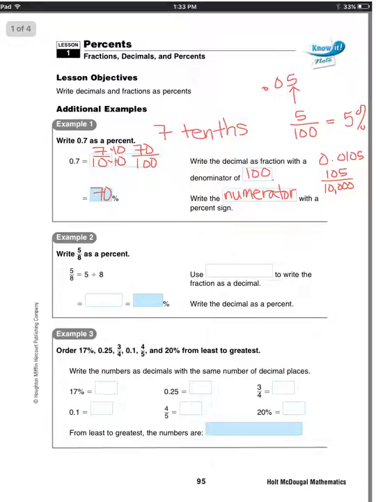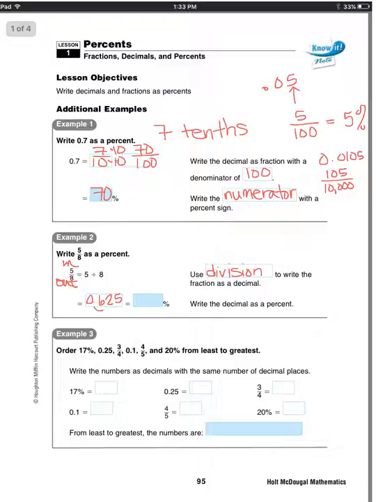So, example 2. Write 5/8 as a percent. We are going to use division to write the fraction as a decimal. Now remember, your first or top number is always your inside number and your second is your outside number. I don't care if you use a calculator for this because we learned how to divide decimals back in, I believe, chapter 3. So you can use a calculator to do 5 divided by 8 and you get 0.625.